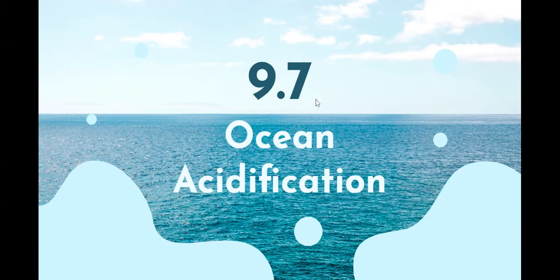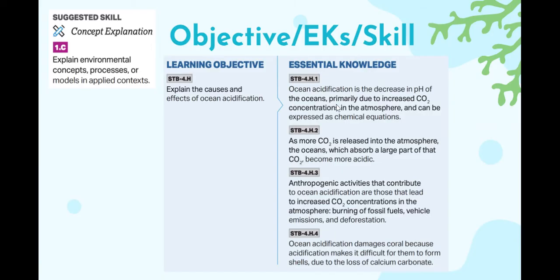We're doing section 9.7 on ocean acidification. The learning objective here is to explain the causes and effects of ocean acidification, for example, a decrease in pH.